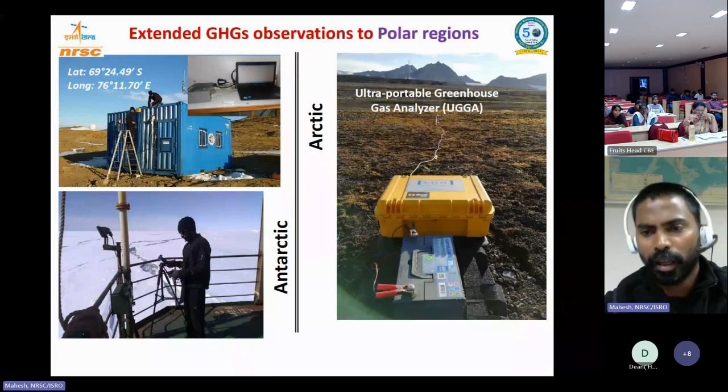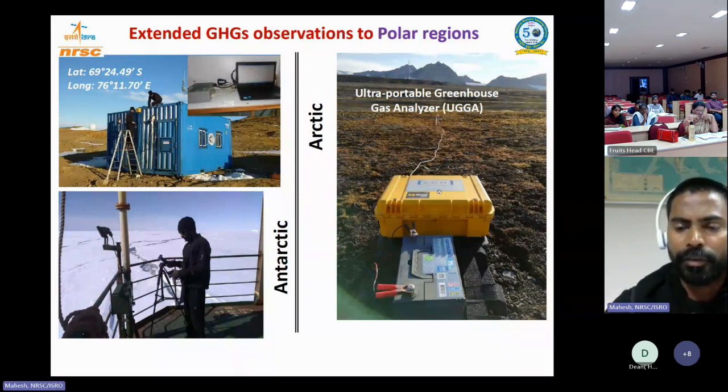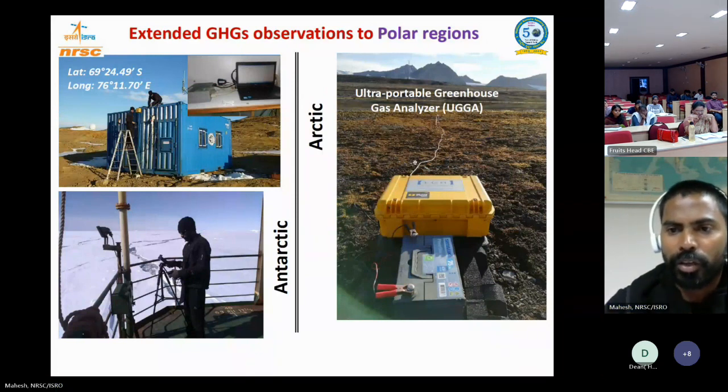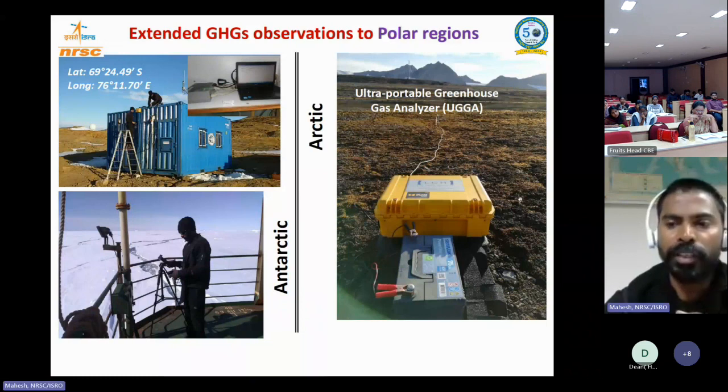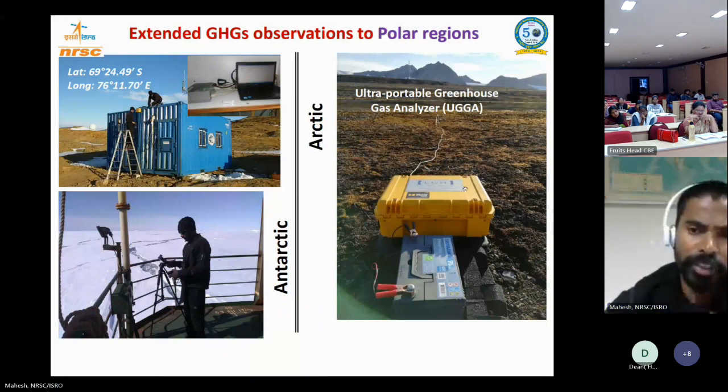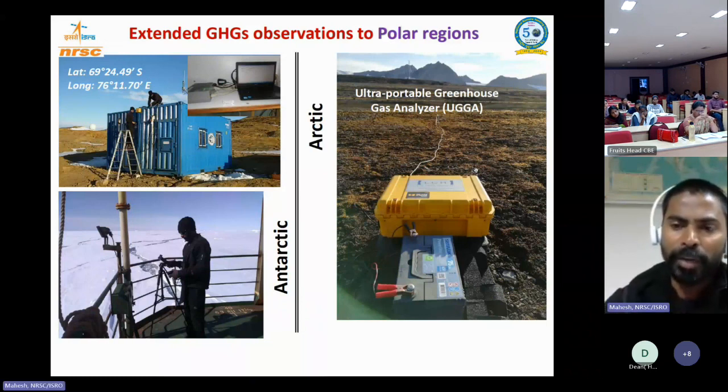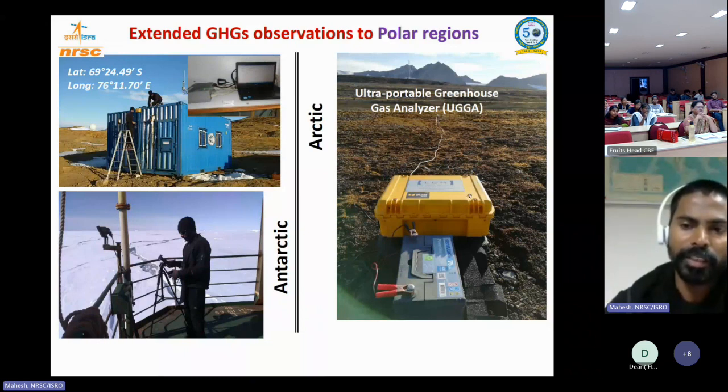And also, we augmented. For the first time we carried out our observations in the Arctic also in 2018. We carried one ultra-portable greenhouse gas analyzer. This is a permafrost region. Permafrost is permanently frozen ice. It is a mixture of soil and ice beneath the surface. So it stores a lot of carbon beneath the surface.